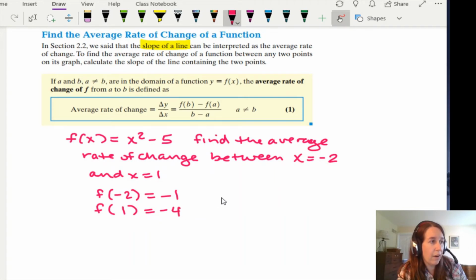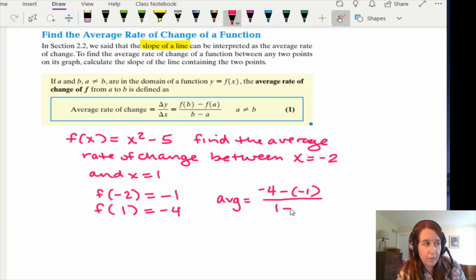All right, so our average rate of change, we're going to take the change in the y values. So we can put either one first, but you have to stay consistent. So let's start with the -4 and then subtract the -1. And then that means we have to put the 1 for the x value first, and then subtract the -2.